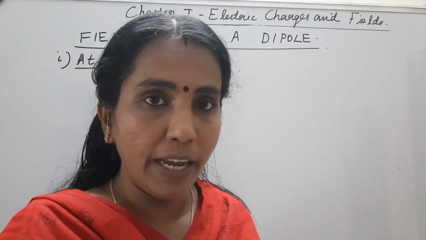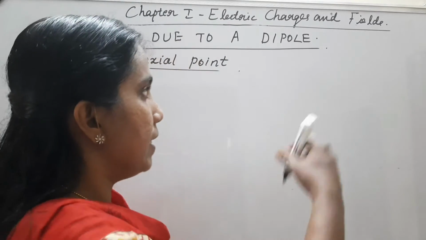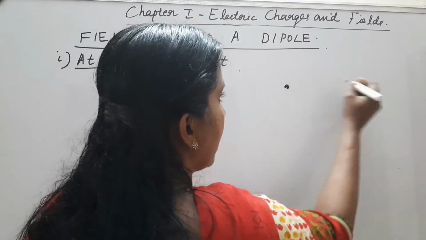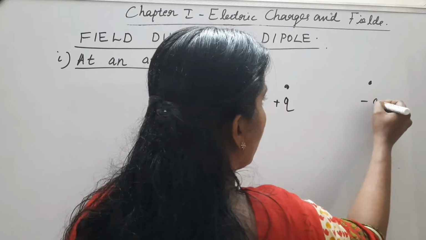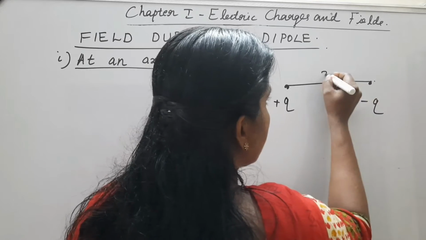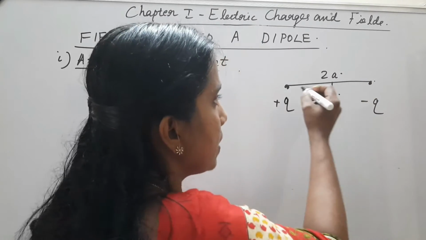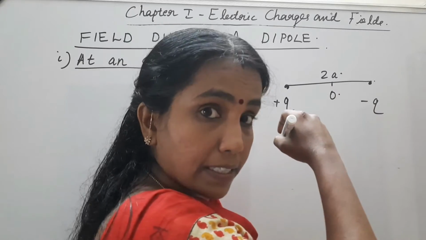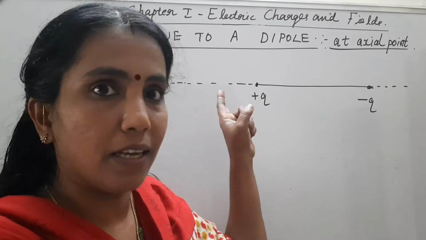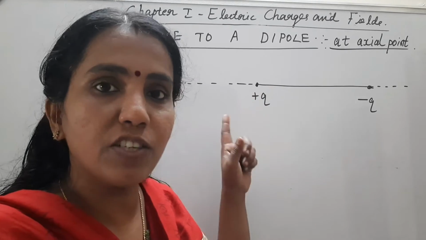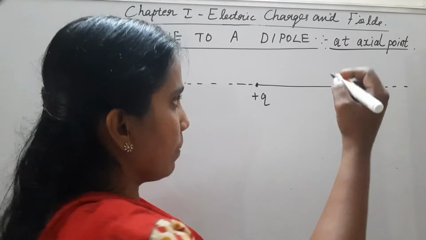So, what do we mean by axial point and equatorial point? I will explain. Listen. We have a dipole, that is plus q and minus q, separated by a distance 2a. This is the center of the dipole. This line is the axis of the dipole. So, field at an axial point means field at any point which lies along the axis.